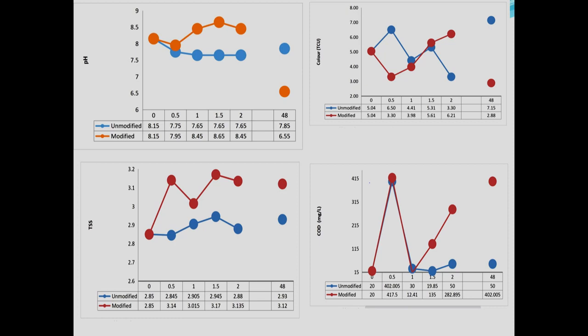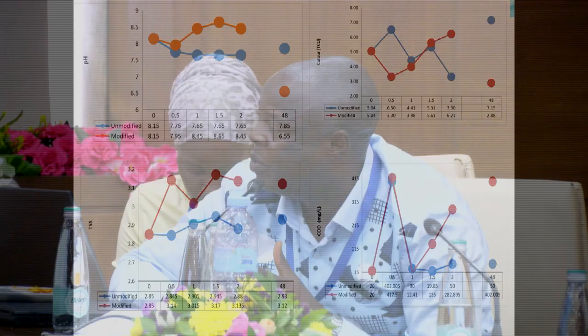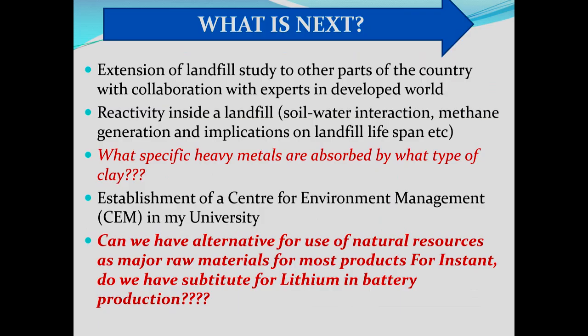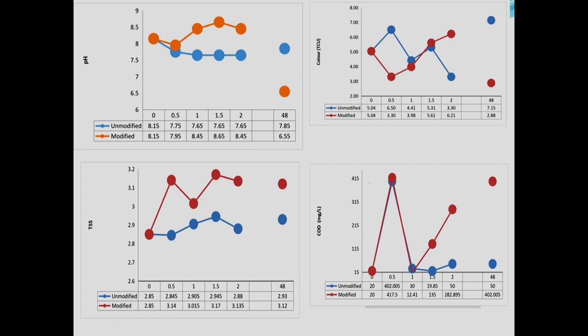So for pH, you will see that it has brought the pH down, telling us that the amendment has worked to control the pH of the water. Instead of being acidic, it's becoming more alkaline, which is good for the body system. Then we also see that for TDS, yes, it has also reduced the total dissolved solids, that is the bottom left symbol there. So you see that in a way it has controlled the physical properties of water.